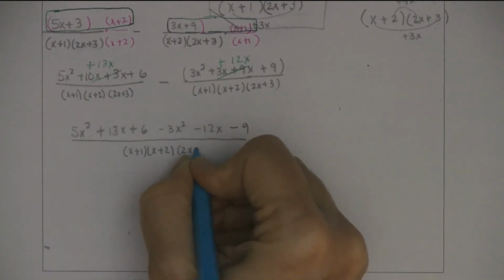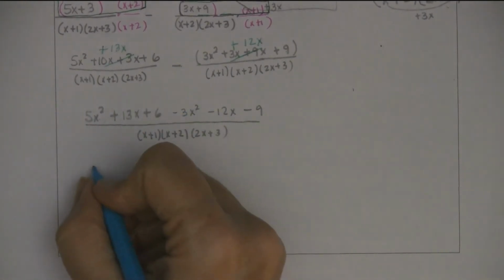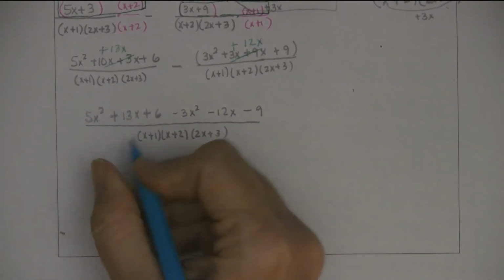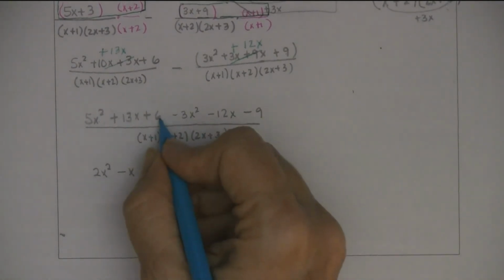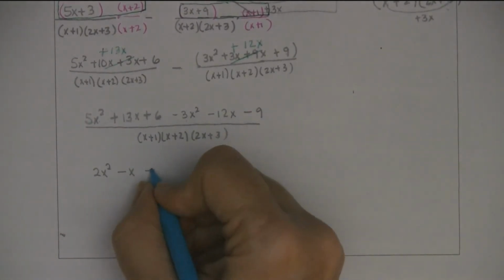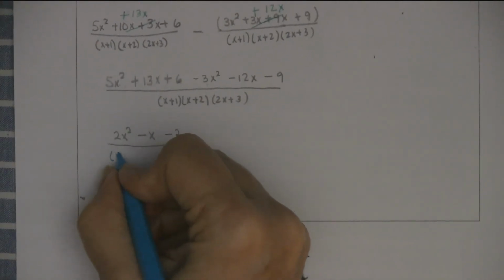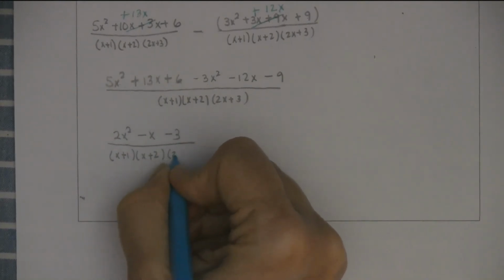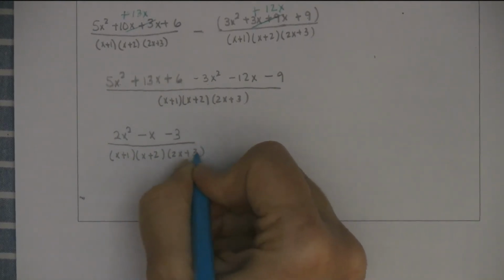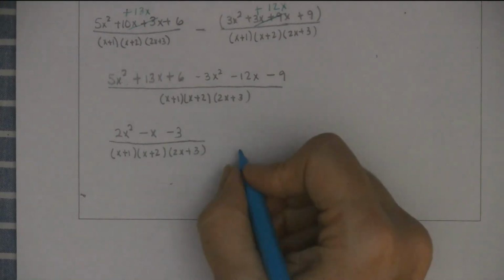Now I'm going to combine like terms. 5x squared, take away 3x squared is 2x squared. 13x take away 12x is x. 6 take away 9 is negative 3 over this. And now I'm going to reduce. How you reduce it is you factor the numerator and you factor the denominator. And good news, this is already factored.